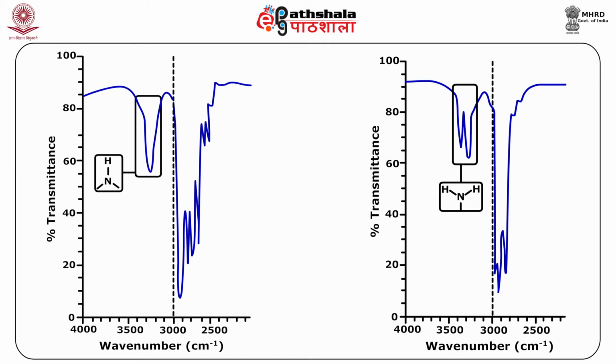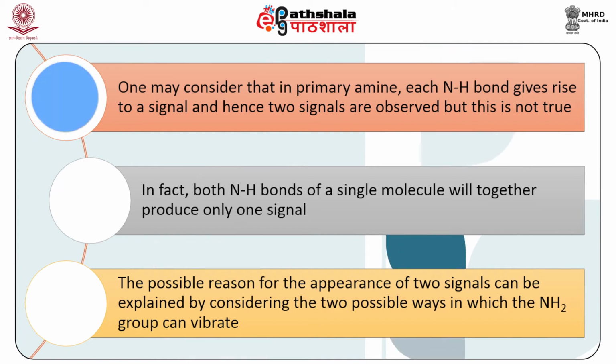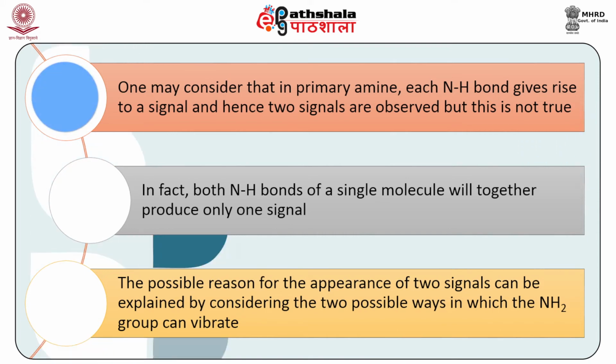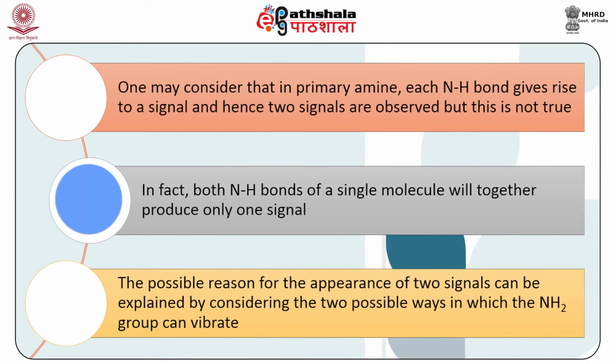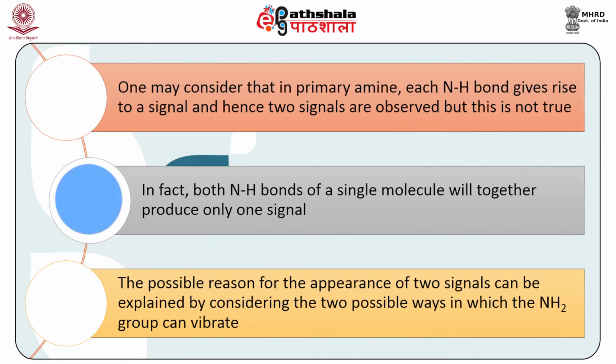any NH stretch. Now, here we are showing you the difference in the shape of the signals which is obtained from a primary and a secondary amine in their IR spectra, and you can see how 2 signals are obtained for primary amine and only 1 signal is obtained for the secondary amine. Now, here we would like to make a note that students, one may consider that in primary amine each NH bond gives rise to a particular signal and hence 2 signals are observed. But this is not true. In fact, both NH bonds of a single molecule will together produce 1 signal.